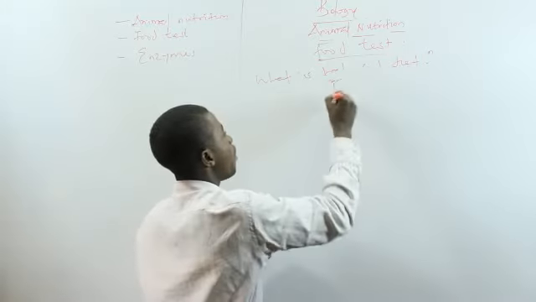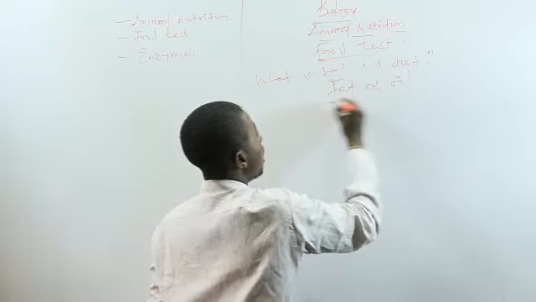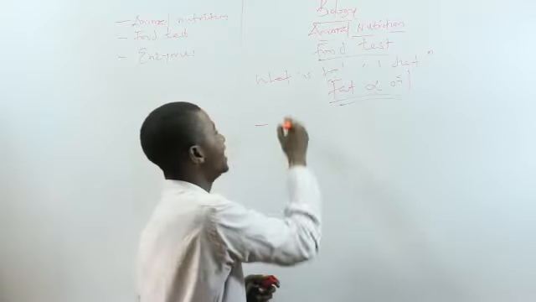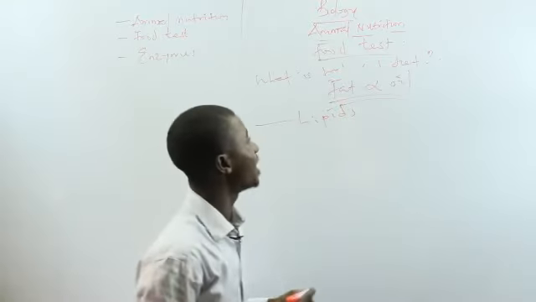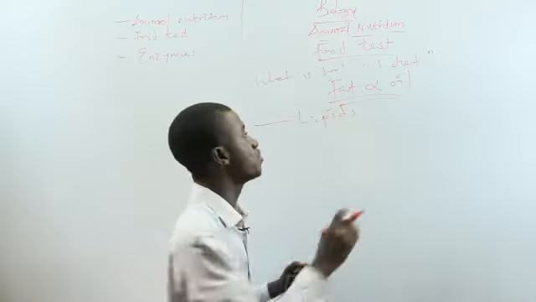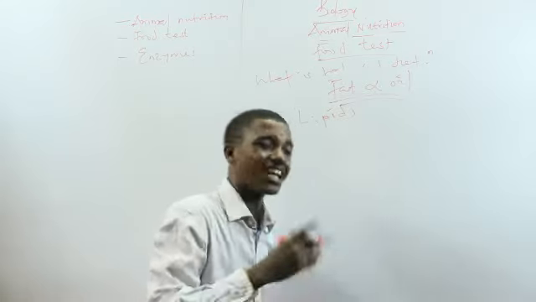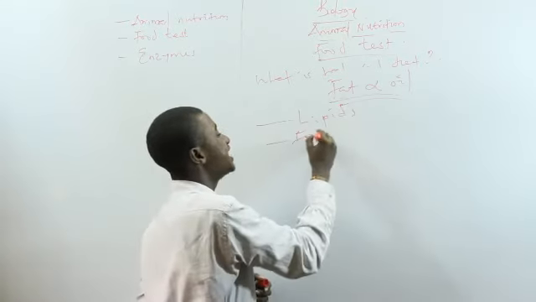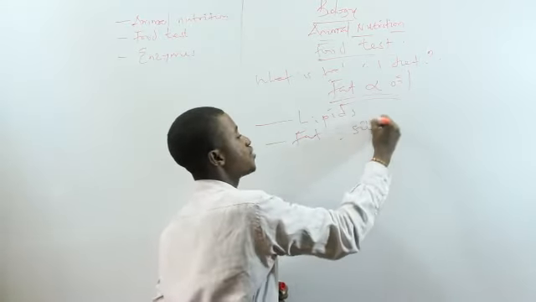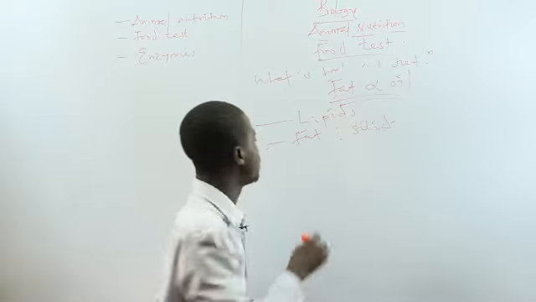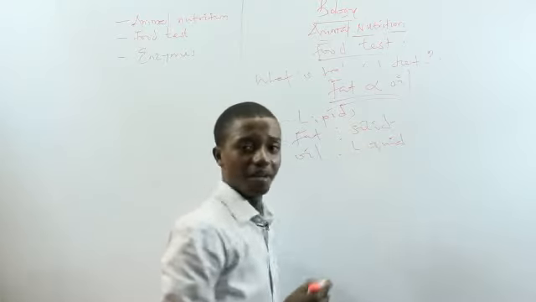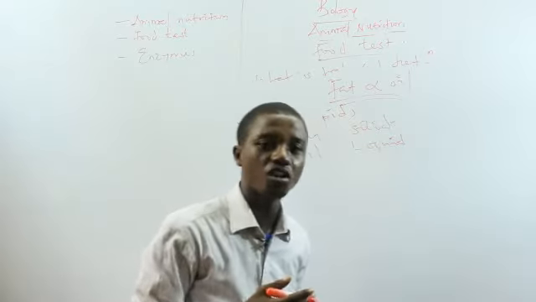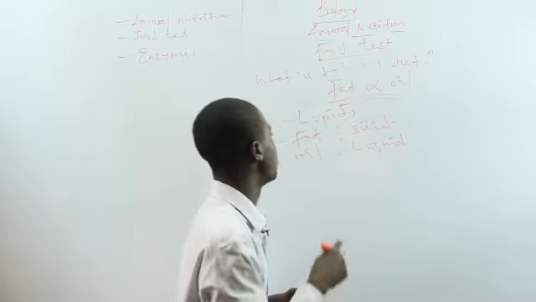The third is what we call fat and oil. Now fat and oil are generally called lipids. So what then are the differences between fat and oil? What is fat and what is oil? Fat is solid at room temperature. What then is oil? Oil is liquid at room temperature.